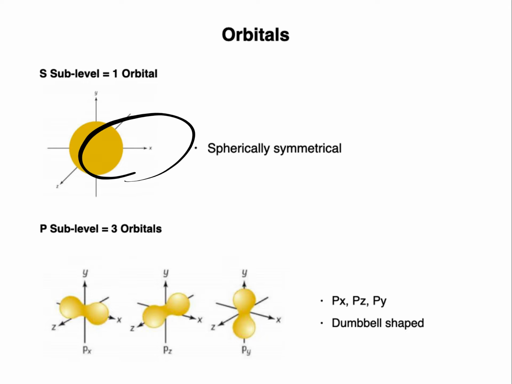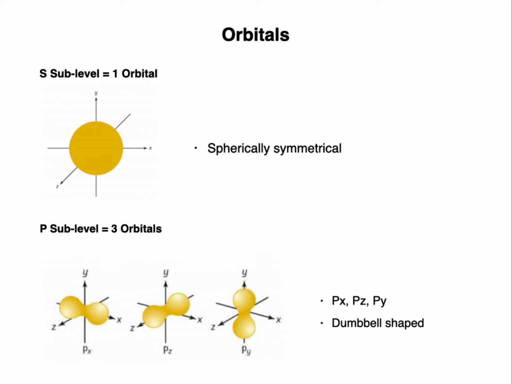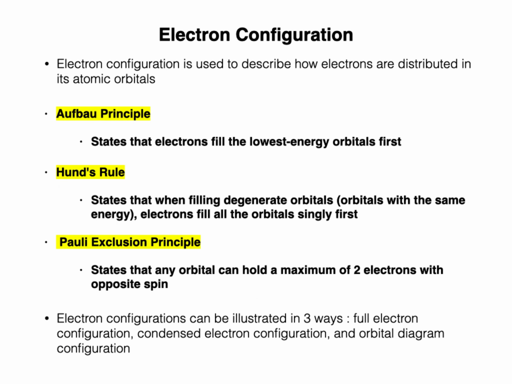The S sublevel contains 1 orbital and it has a spherical shape. The P sublevel contains 3 orbitals and they have a dumbbell shape. You should know the specific shapes of these orbitals, as IB might ask you to explain the shapes of the orbitals or ask you to personally draw them. Now, let's take a look at electron configuration.